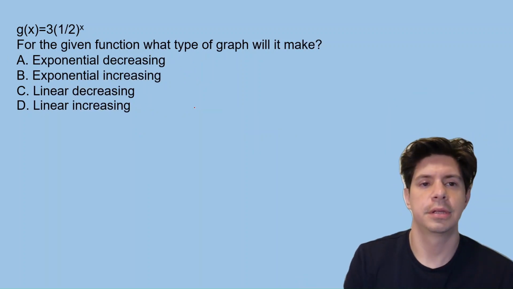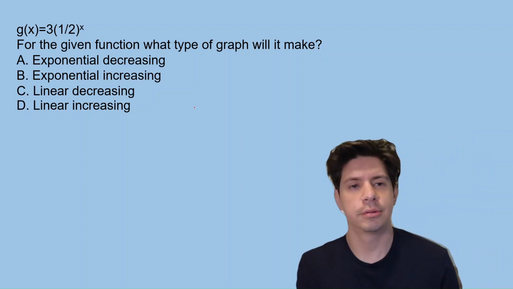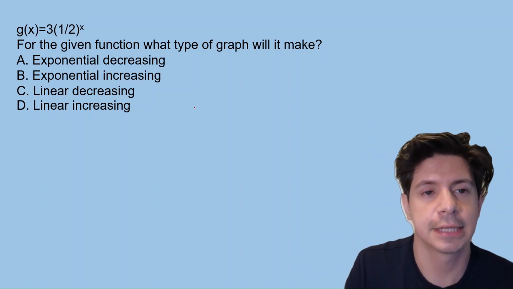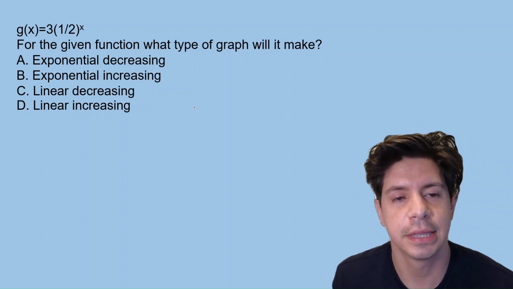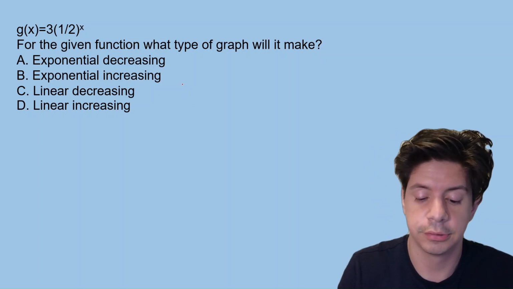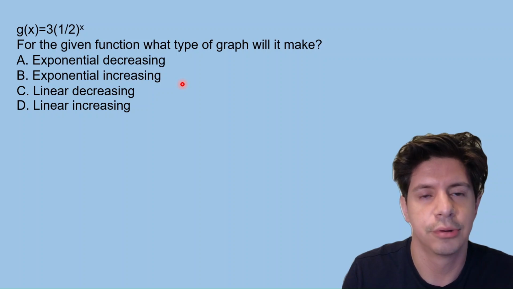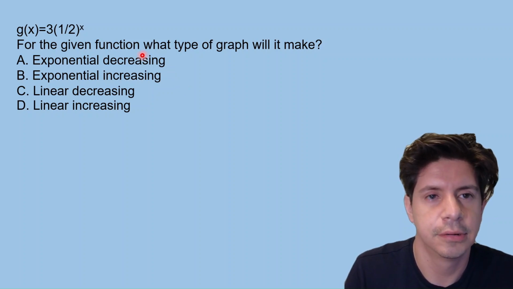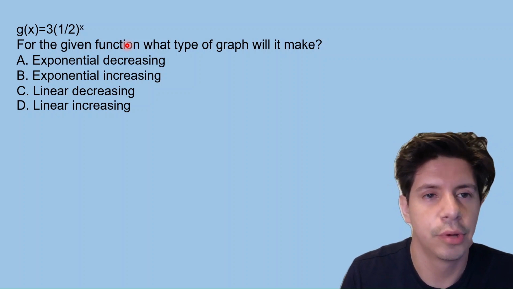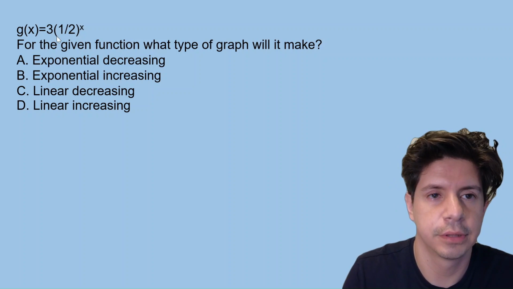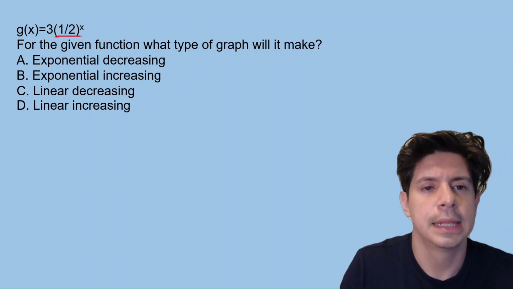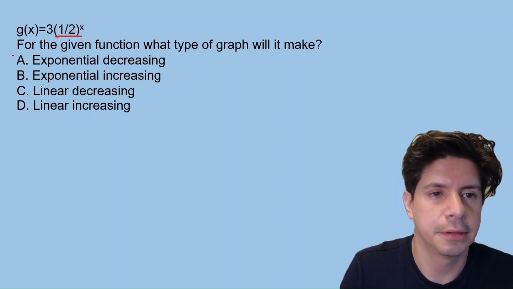g of x equals 3 times 1/2 to the x power. For the given function, what type of graph will it make? We have exponential increasing, exponential decreasing, linear decreasing, and linear increasing. For this, notice how this is an exponential function, because it's to the x power, that makes it exponential. It's not a straight line. And then the base is below 1, 1/2 is below 1. So it's going to be exponential decreasing. It's going to be A.